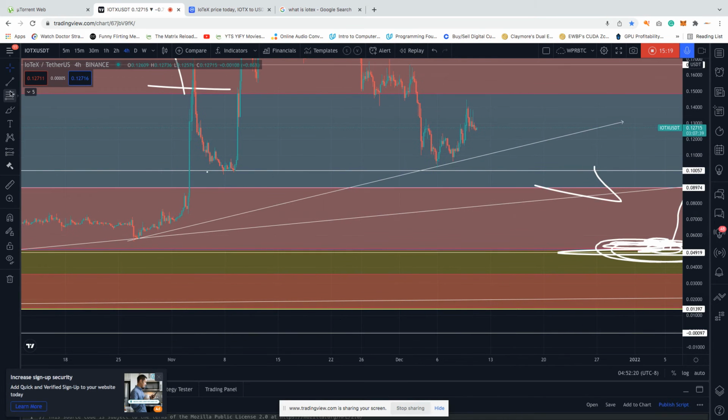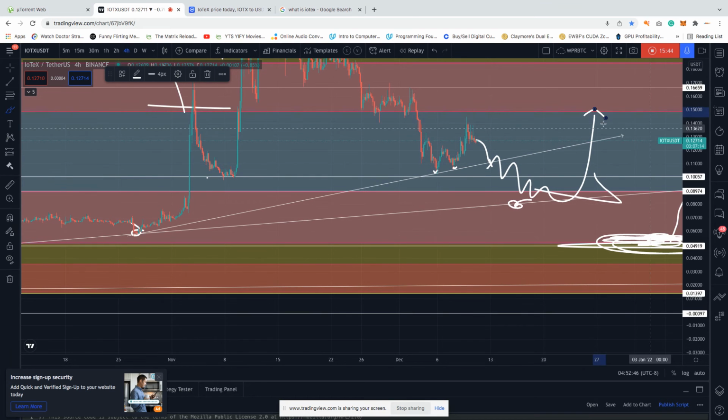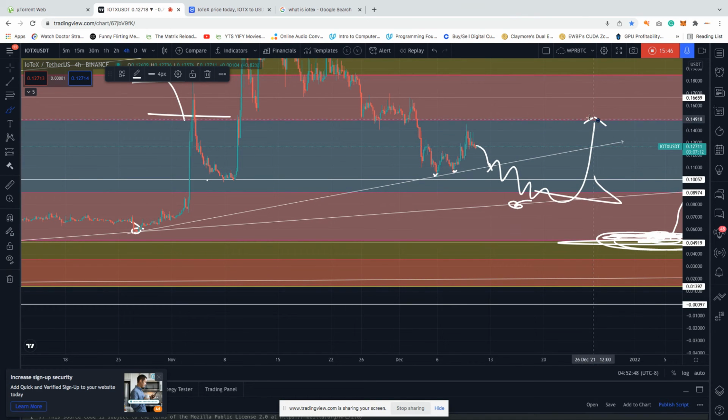You can see two touches, or three: one, two, and three. It's very weak, and they could come right back and boom, they will break it. And once they break it, they will head for this next trend line. When they head for this next trend line, you can see price moving something like this, and then probably this time around come right back up again, right back to this point, to this resistance.